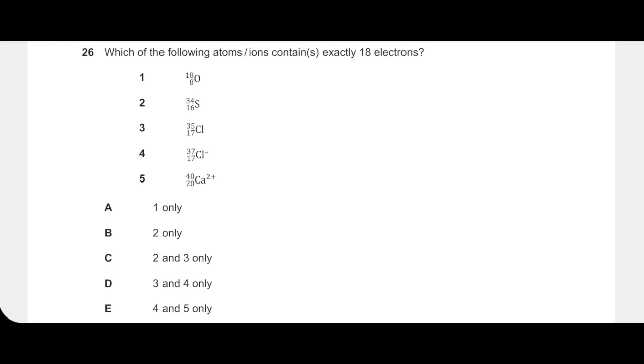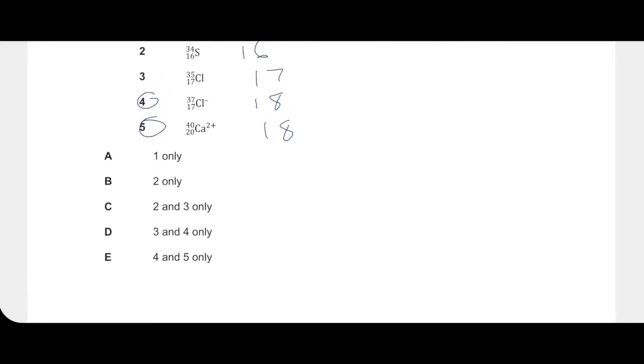If the ion is negatively charged, such as 1 minus, the number of electrons increases by 1. You add 1 to the atomic number to calculate the number of electrons for that negatively charged ion. So with that knowledge, let's go through each of these. So number 1 has 8 electrons, number 2 has 16, number 3 has 17, number 4 has 18, number 5 has 18, and therefore 4 and 5 are correct. And the answer to this question is E. That is question number 26 completed.